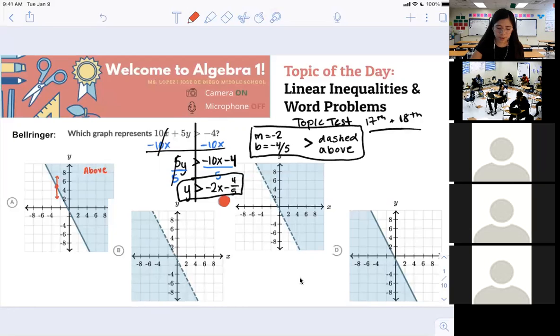So for answer choice B, is that above or below? Below. We already know C is above. D is below, exactly. We'll look through that again today if we need to, but basically today we're going to move past this, because we're going to talk a little bit more about word problems.